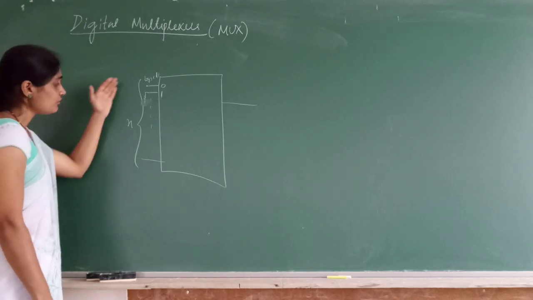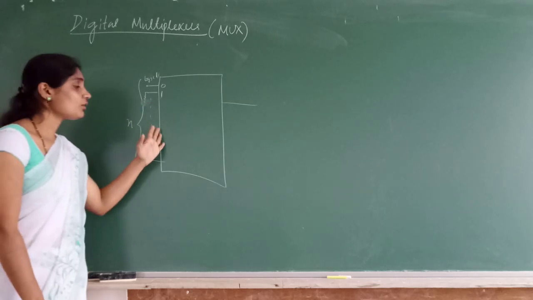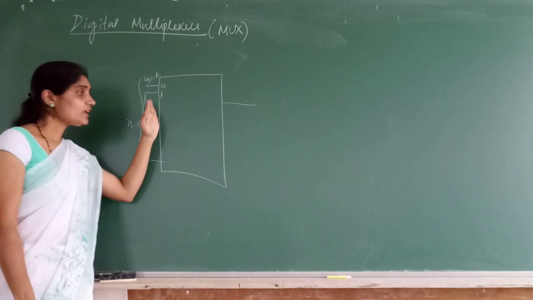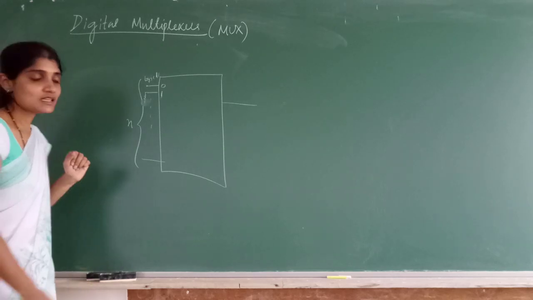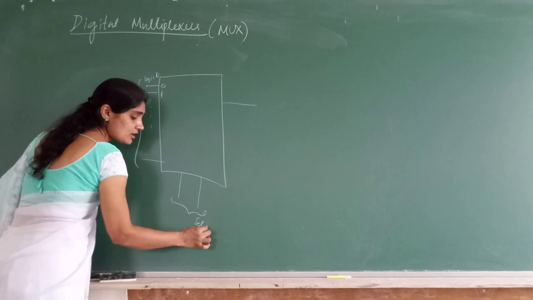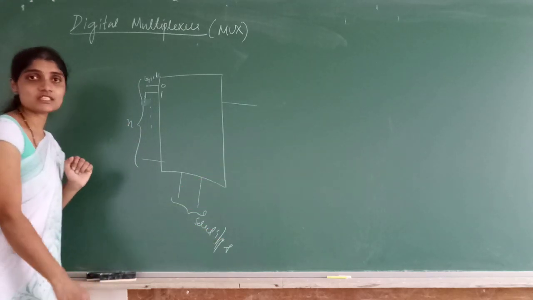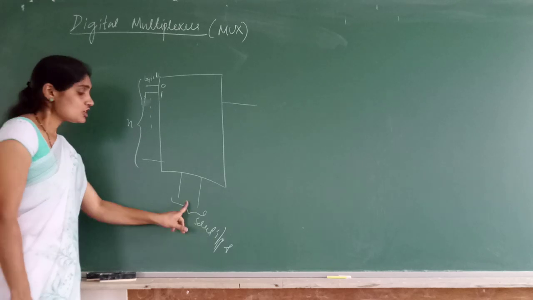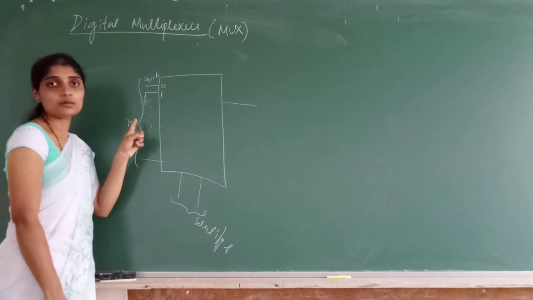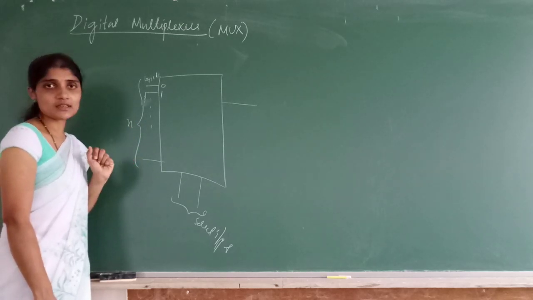And we have n input lines. Who will tell the multiplexer to select any one? Out of n input lines, any one will be selected based on the select inputs. So for a multiplexer, along with the input lines, we also have select inputs. Using these, you are going to select one out of n input lines. So how many select inputs are required?